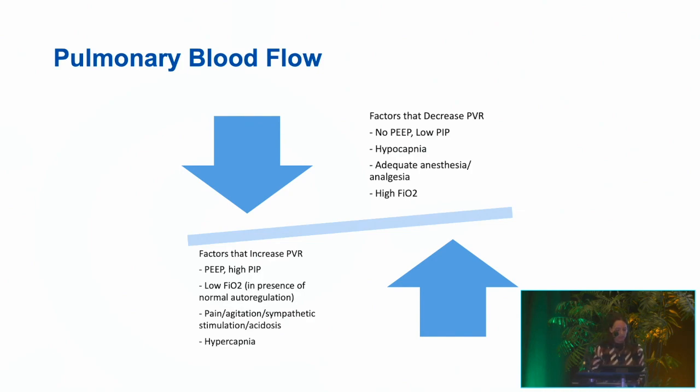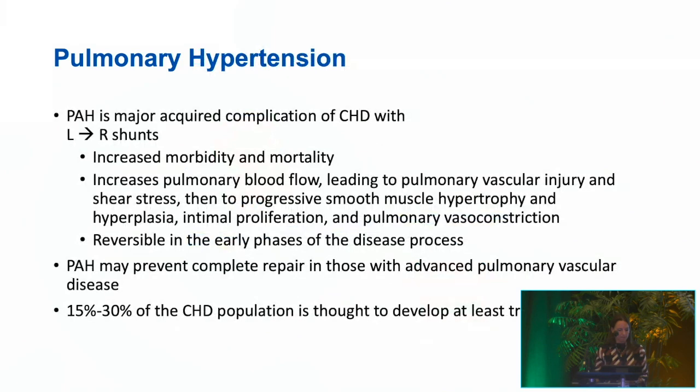Factors that increase PVR: PEEP, low FiO2, pain, agitation, and hypercapnia. So when I have a patient that is cyanotic but has a lot of blood pressure, I will turn up my oxygen and increase my ventilation, and it quickly changes in these kids, like these Norwood patients, or in these babies with plumbing that isn't hooked up quite right.